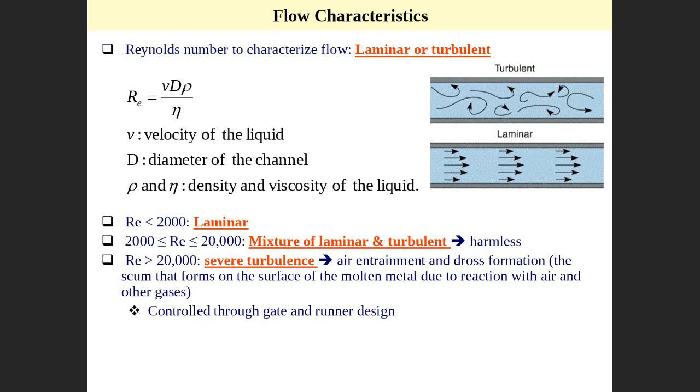We call it Reynolds. We use the Reynolds equation to check the condition of the casting. The Reynolds number is a dimensionless group, with no units, equal to V D rho divided by zeta. V is the velocity of the liquid at a certain point, D is the diameter at this point, for example in a spiral, rho is the density of the liquid metal, and zeta is the viscosity of this liquid.